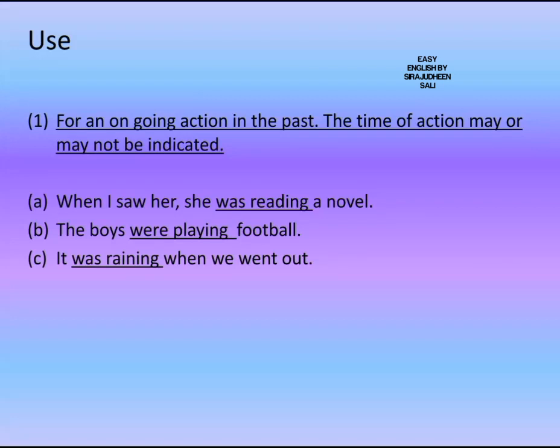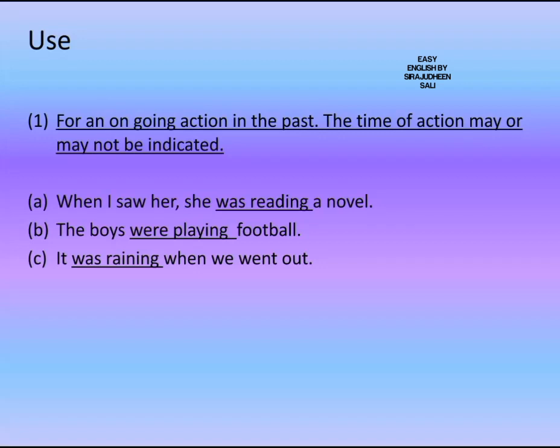In the first sentence, we have got two clauses. The first one, when I saw her, that's the subordinate clause. And the main clause is, she was reading a novel. So the subordinate clause is in the simple past tense, when I saw her. The main verb is saw. And in the main clause, she was reading a novel. The verb is was reading. So the main clause is in the past continuous tense. She was reading a novel. We have used the auxiliary verb was just because we have used the subject she.